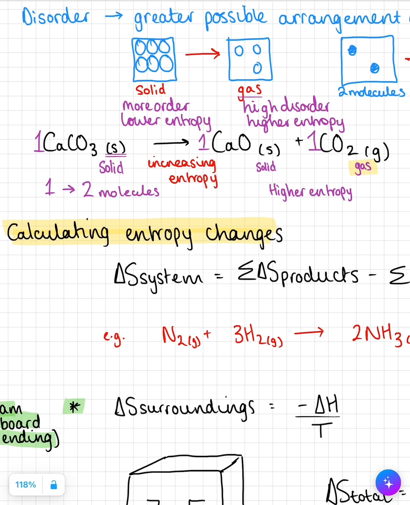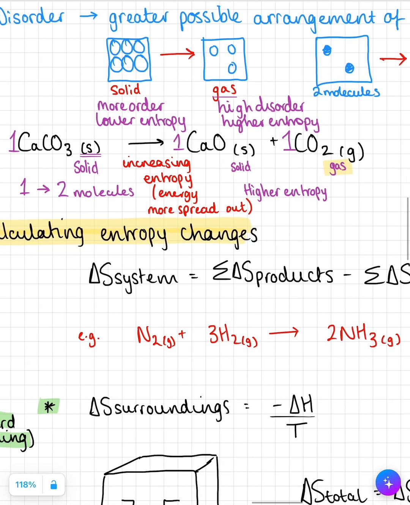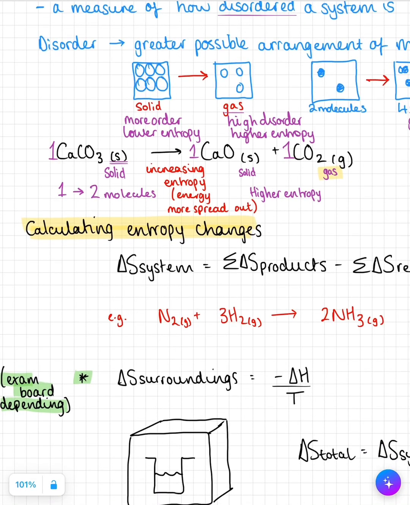And with increasing entropy, we have a more energetically stable product. Therefore, those products are more energetically favourable, as the energy of the system is more spread out. So when our entropy is increasing, the energy is more spread out, they've got more areas to spread themselves out. This means that it's more stable.